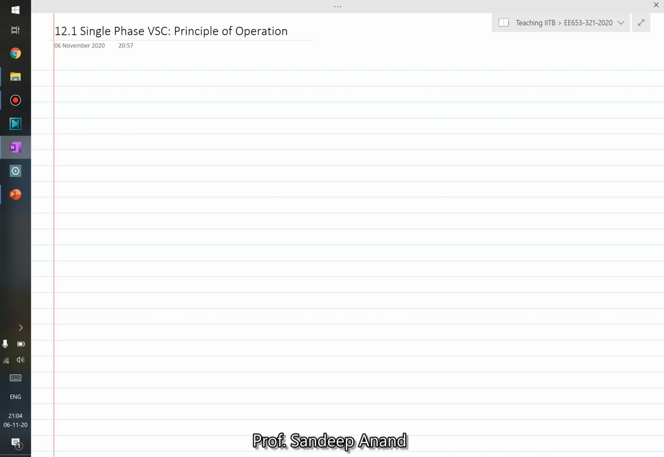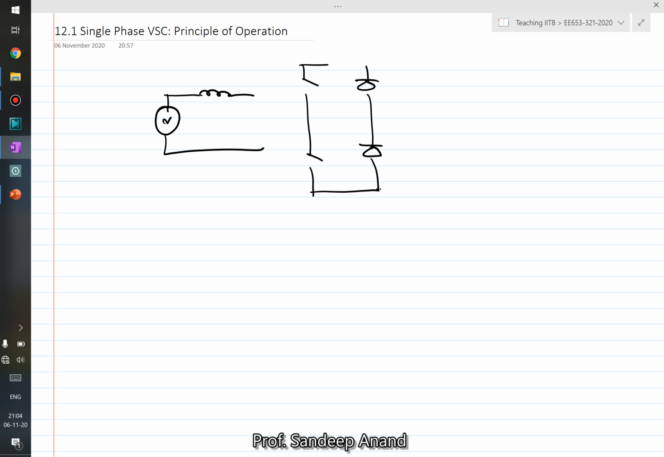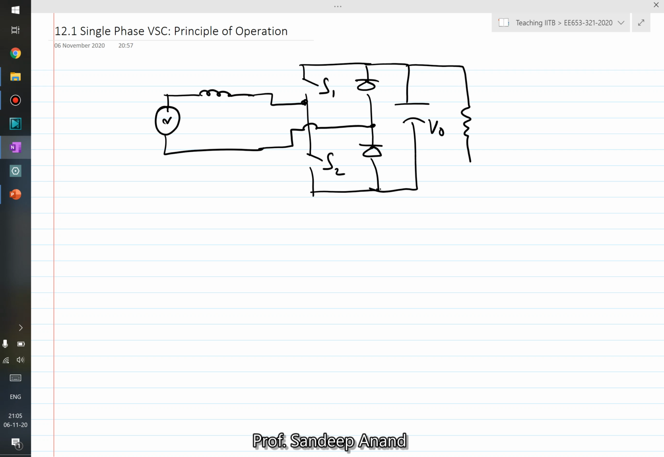So if you see, this was the circuit which we have already seen till now, which is a source, an inductor, and then a structure wherein one of the legs is switches and the other leg is diodes, right? These devices are S1 and S2, and this is your output voltage VO followed by the load. Input voltage and inductor current.